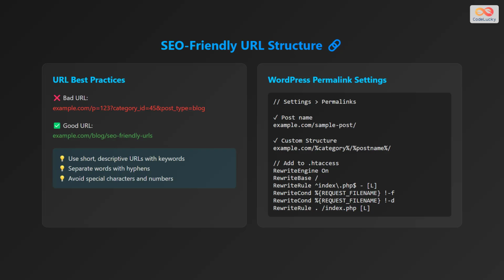You should use short, descriptive uniform resource locators with keywords, separate words with hyphens, and avoid special characters and numbers. To configure permalinks, go to Settings, then to Permalinks inside your WordPress dashboard. The post name setting is the most search engine friendly, which structures your uniform resource locator like this: example.com/sample-post/. You can also use a custom structure, like this: example.com/%category%/%postname%. You can also add some code to your website's .htaccess file.